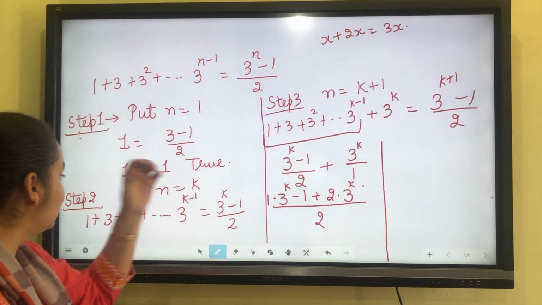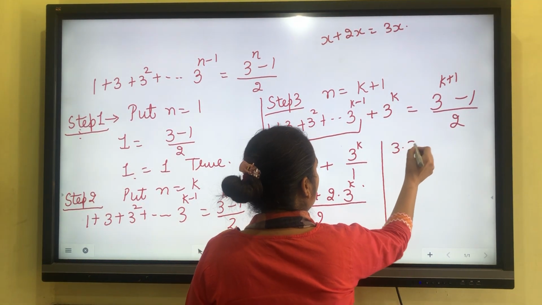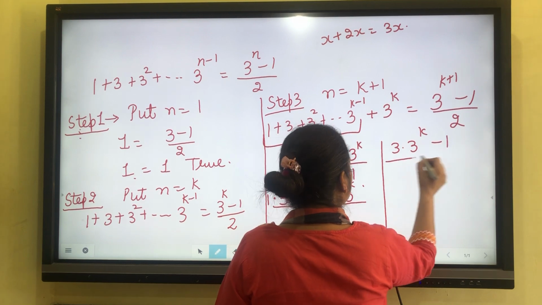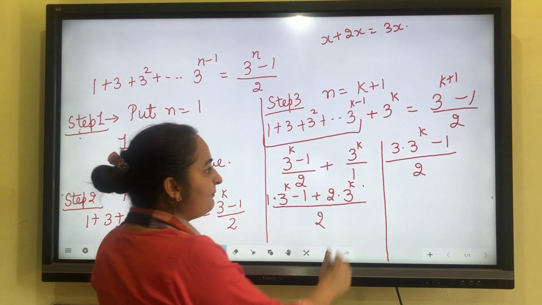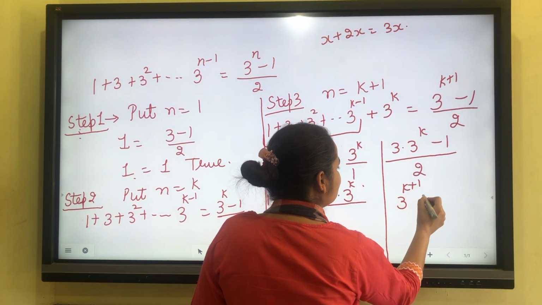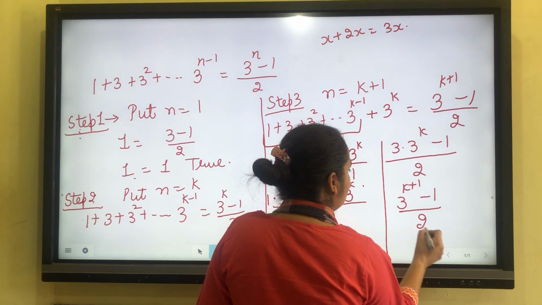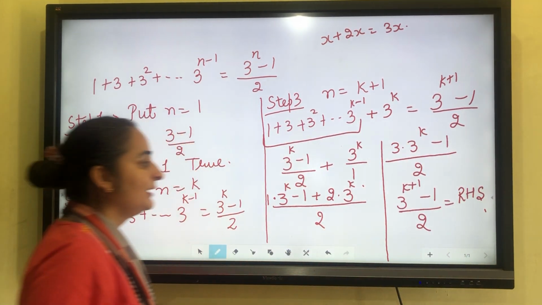I am using here the same concept, that is 3 into 3 power k minus 1 whole divided by 2. Now, if the bases are the same, you know the powers may be equal. 3 power k plus 1 minus 1 upon 2, which is equal to the right hand side of the result.